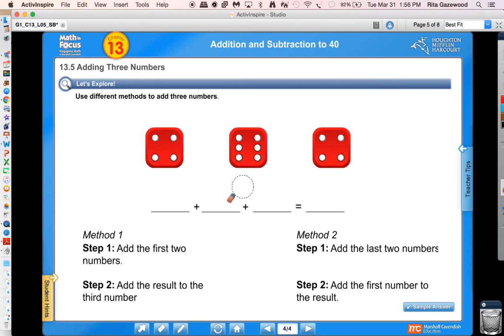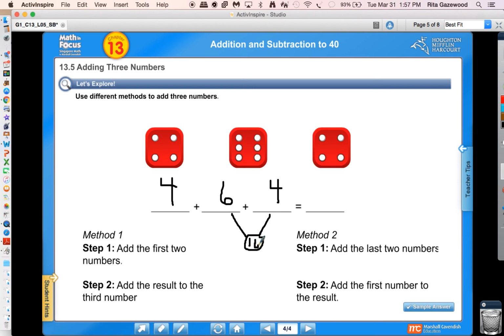Now let's try method number 2. We're going to use our same numbers. In method number 2, we add the last 2 numbers and then add the first number to the result. So our first number is 4. Our second number is 6. And our third number is 4. So first we need to add the last 2 numbers. So I'm going to add 6 and 4. So what do 6 and 4 make? 6, 7, 8, 9, 10.